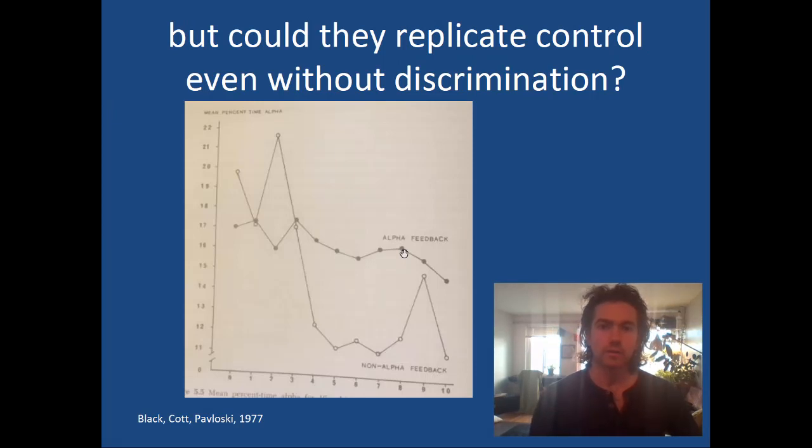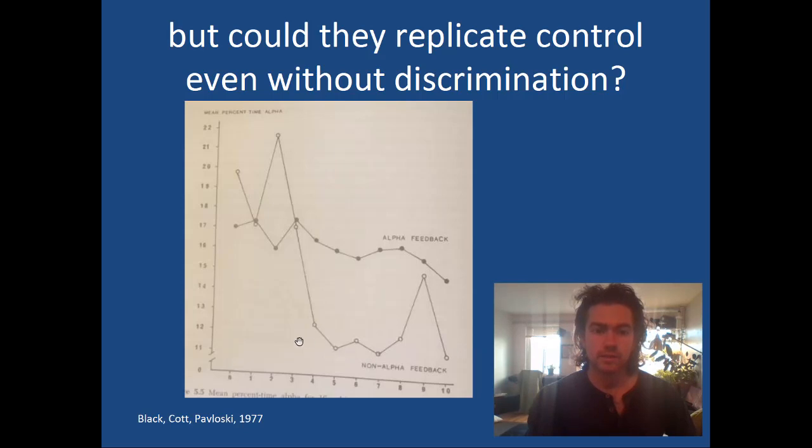So they went ahead though and they wanted to replicate whether or not you could get control of the alpha state even without discrimination. So here they're going to be doing something really similar to what Kamiya did. They're just going to be playing a tone anytime the participant has their brain in an alpha state, and then giving instruction that you either want to keep that tone on, so trying to increase alpha, or you want to keep that tone turned off, so trying to decrease alpha. But just like with Kamiya, they're not really explicitly telling the participants, hey, this is something to do with an alpha rhythm or anything like that. They're just saying, hey, you want to try and control this tone.